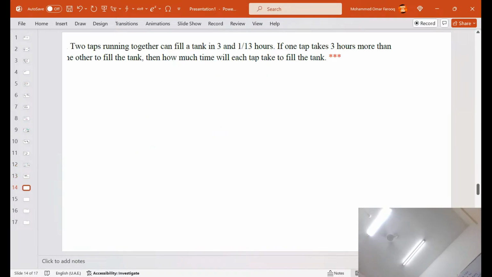Two taps running together can fill a tank in 3 and 1 by 13 hours. If one tap takes 3 hours more than the other to fill the tank, then how much time will each tap take to fill the tank? Students have taken these questions, very important questions.